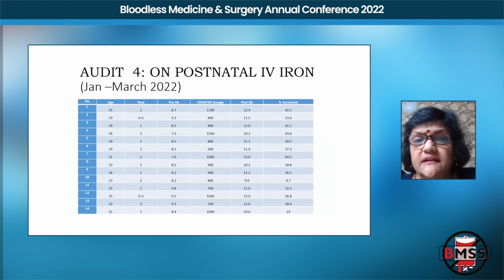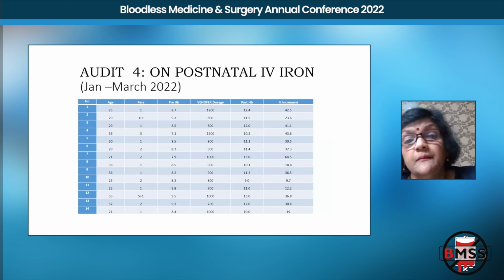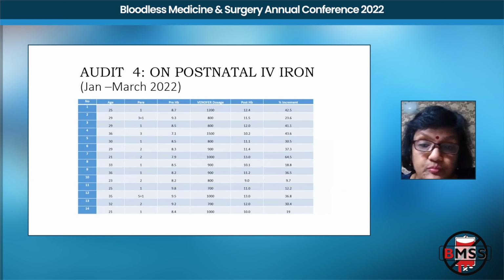Another audit was done for postnatal mothers who actually suffered from postpartum hemorrhage. And in these mothers, we didn't use blood to correct their hemoglobin, but we also resorted to IV iron, which is given immediately after delivery, prior to discharge. And in these women, we were able to increase their hemoglobin by about 42%.